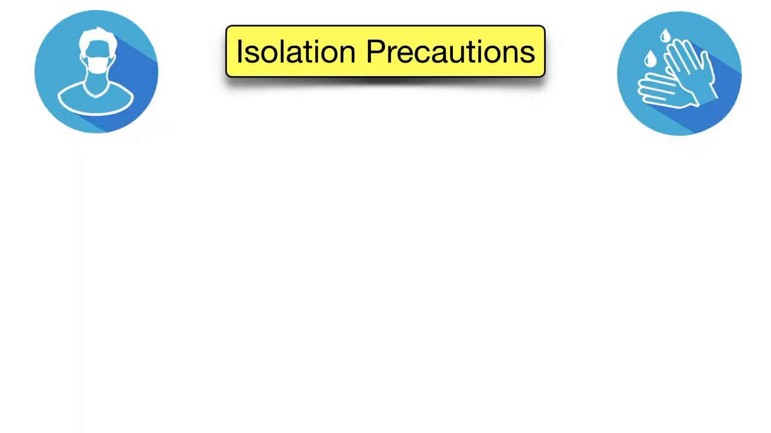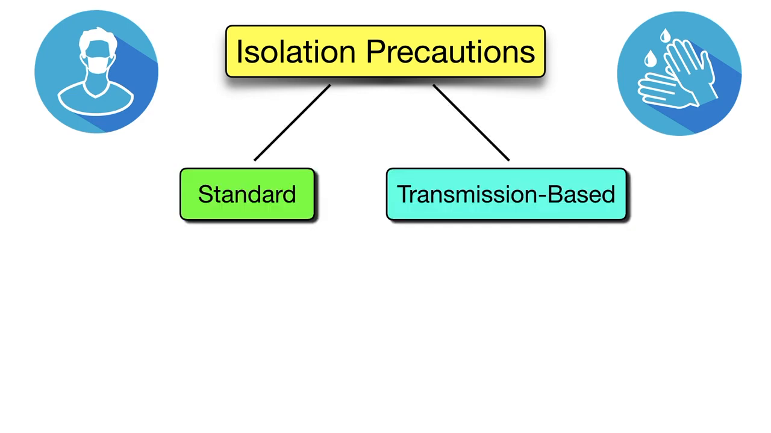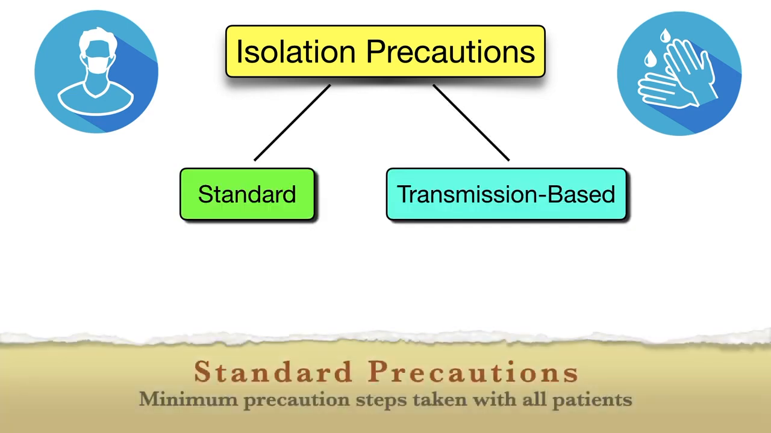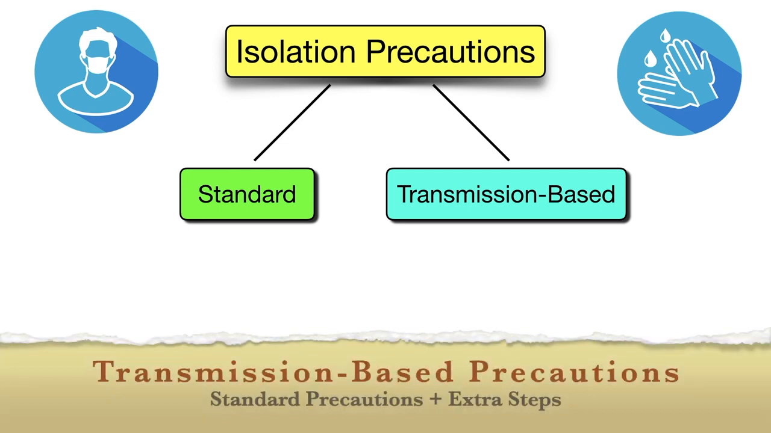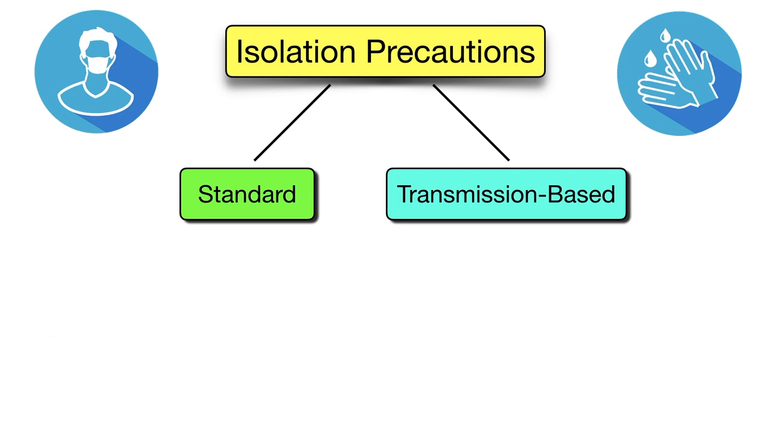When we talk about isolation precautions, there are two main categories. We have our standard precautions, and then we have transmission-based precautions. Standard precautions are the basic precautions used for all patients, and transmission-based precautions are extra steps to follow in addition to the standard precautions in order to prevent the spread of certain infections.